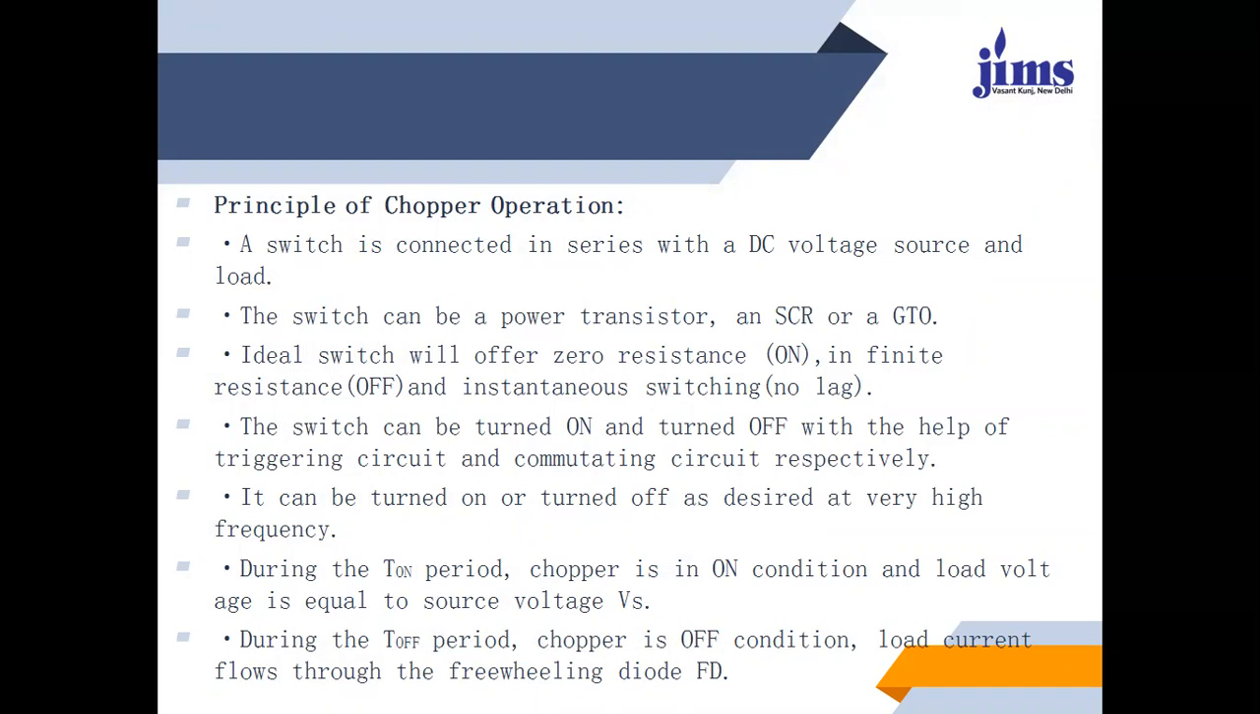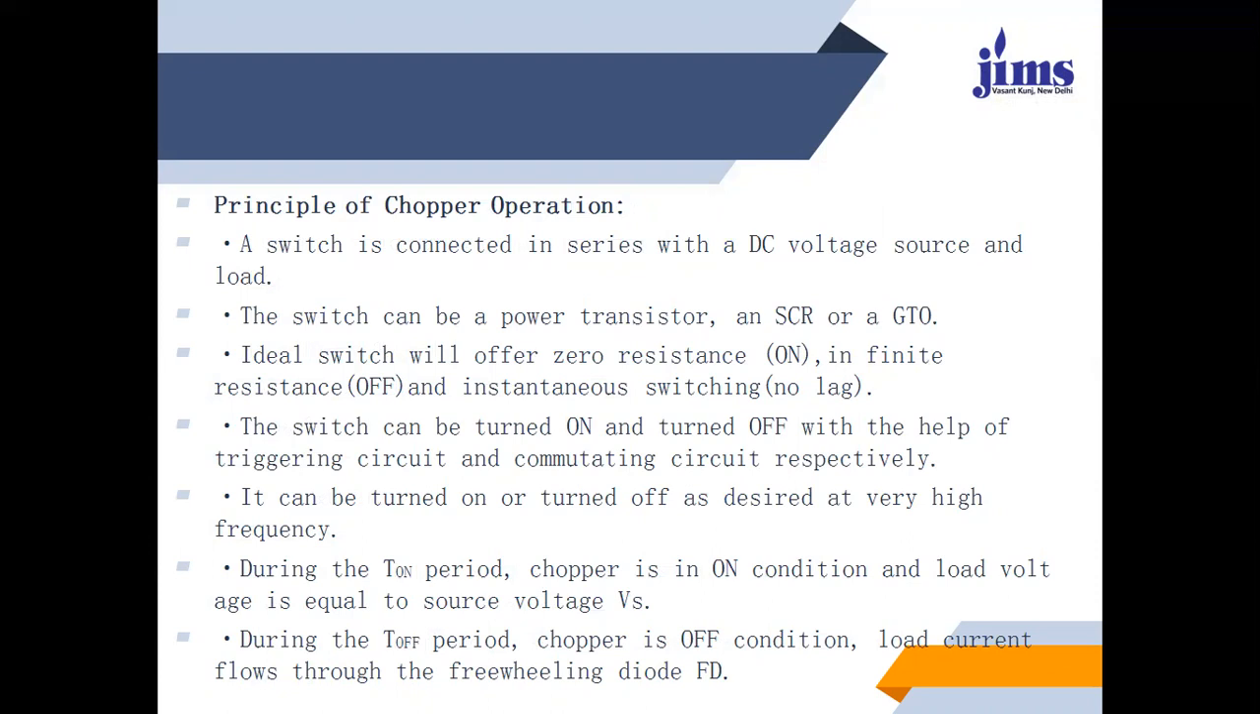A switch is connected in series with a DC voltage source and load. The switch can be a power transistor, an SCR, or a GTO. An ideal switch will offer zero resistance when on, infinite resistance when off, and instantaneous switching. No lag will be there. The main objective is that the on-off time is very fast. The switch can be turned on and turned off with the help of a triggering circuit and a commutating circuit respectively. It can be turned on or off as desired at very high frequency.